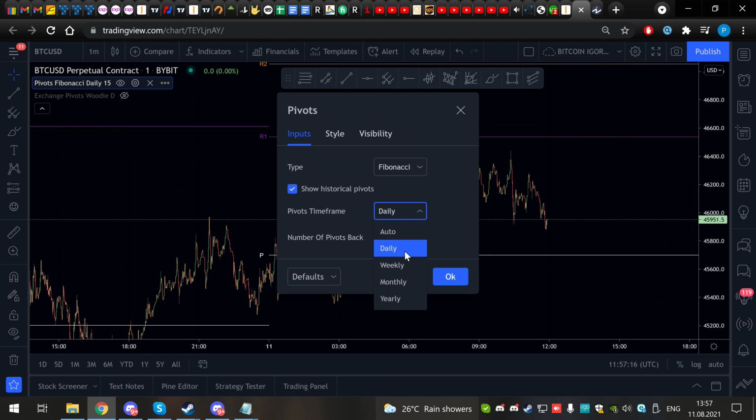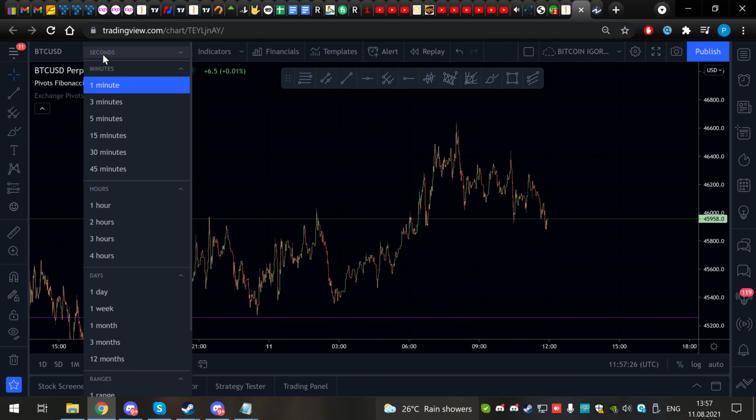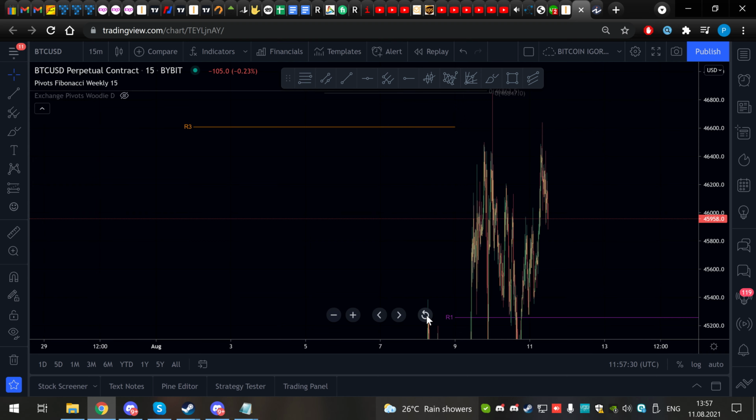And now you have options. If you are more of a day trader or swing trader, you have options to go to weekly pivots, monthly and yearly. So you can have a look. So this is a weekly pivot, so we should go to 50-minute time frame.